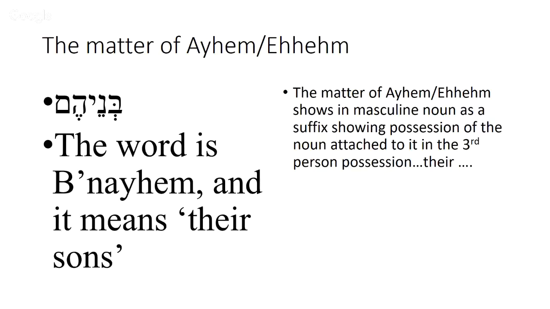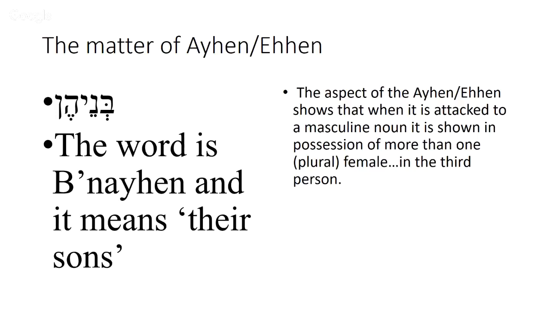The suffixes show the possessive aspect. Okay, next slide, please. Thank you. The matter of ahen / ehen. The word is B'naihen, and it means their sons.